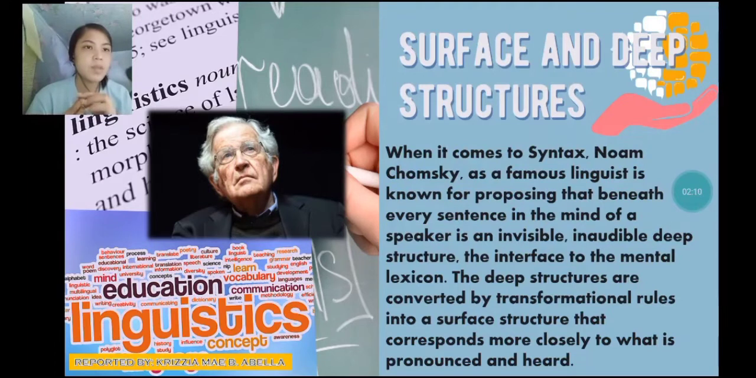When it comes to syntax, Noam Chomsky, a famous linguist, is known for proposing that beneath every sentence in the mind of a speaker is an invisible, inaudible deep structure, the interface to the mental lexicon. The deep structures are converted by transformational rules into a surface structure that corresponds more closely to what is pronounced and heard. So, malalaman natin si lexicon sa mga next report po. So, transformational rules change the deep structure into a surface structure that is more closely related to what is said and heard.